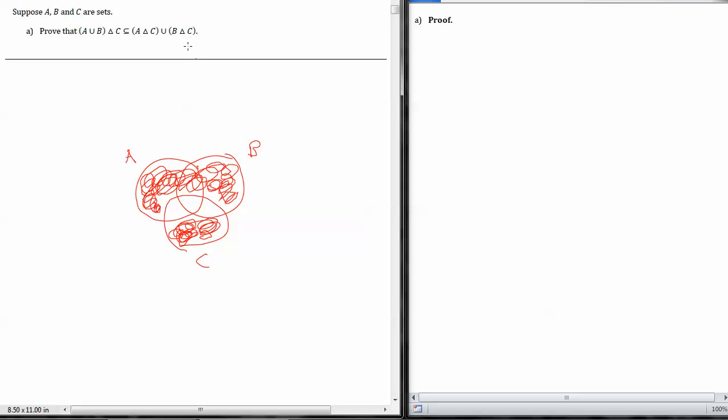And then the right-hand side, we think about A symmetric difference C. That's going to be the union of A and C minus their intersection, which would be these 2 pieces up here, and this piece, as well as this piece here. And then B symmetric difference C would be the union of B and C minus their intersection. So that would be these 2 pieces up here, together with this one and this new one as well.